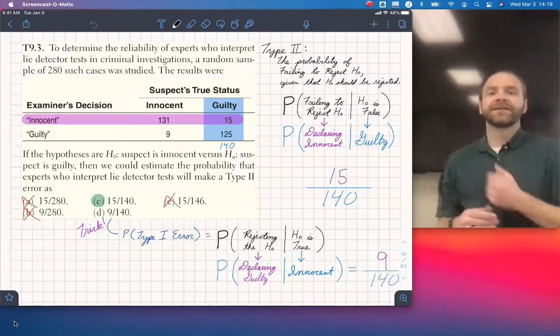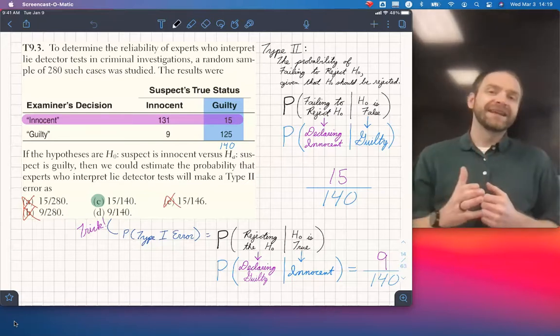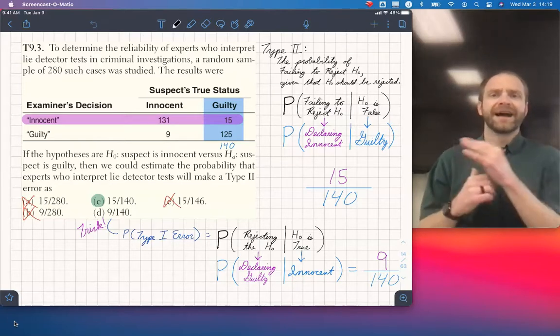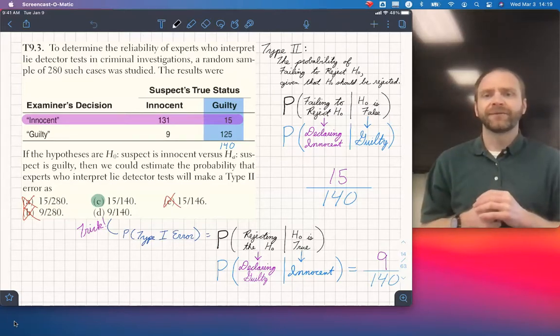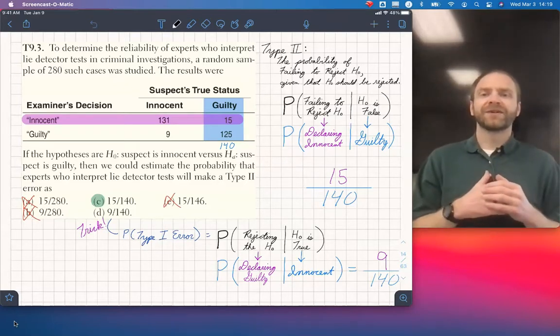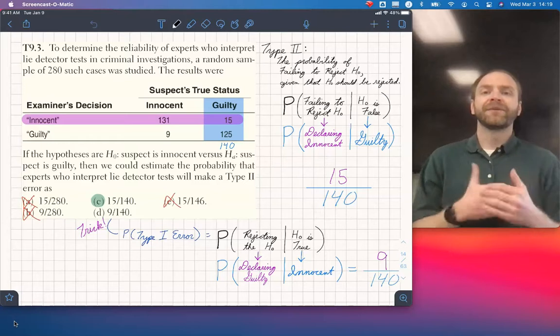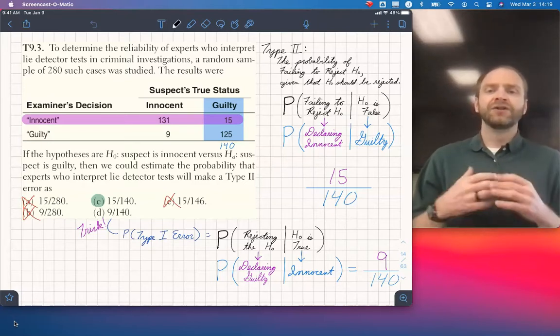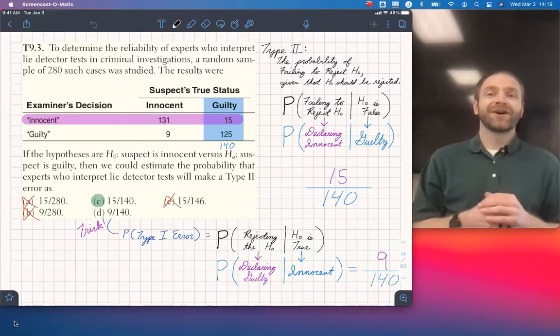However, take a look down there in the bottom. Choice D is really a trick. Do you notice how that 9 is not highlighted in the two-way table? That 9 out of 140, in this case, is going to be the probability of committing a type 1 error. So keep this in mind that some of your choices are tricks.